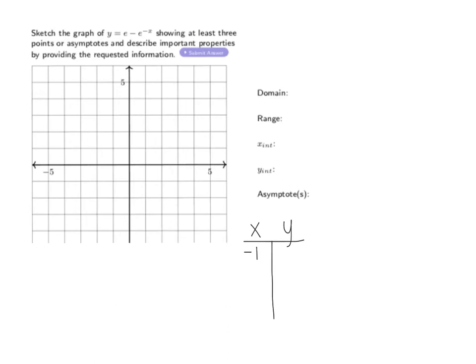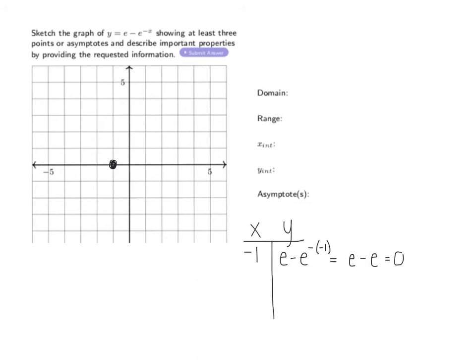So let's plug in -1. Looking at this equation, I would be plugging in y is e minus e to the -1. So it's really e minus e to the first power. So that's just 0. So -1, 0. Notice, okay, already it's crossing that asymptote that we made before, so it's going to look a little different.